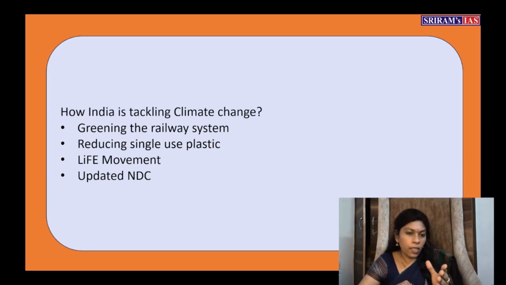Starting from this, one is missing here. That also I will inform you. The greening of railway systems.